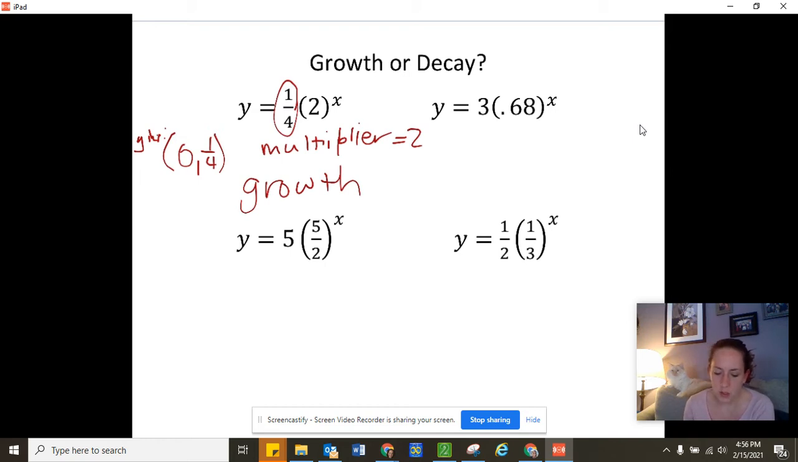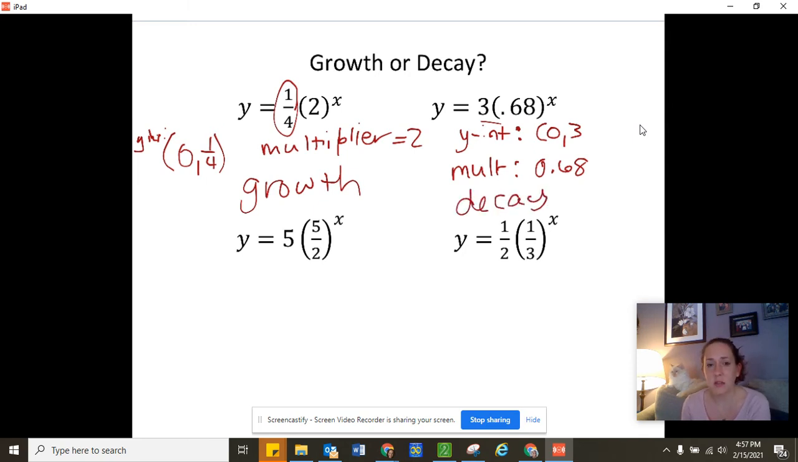Okay. So for this one, my y-intercept is the point 0.03, right? Because that's the number in front. And guys, remember, if that number is ever missing, it's just 1. My multiplier is 0.68. Now, since that is less than 1, this one is going to be decay.